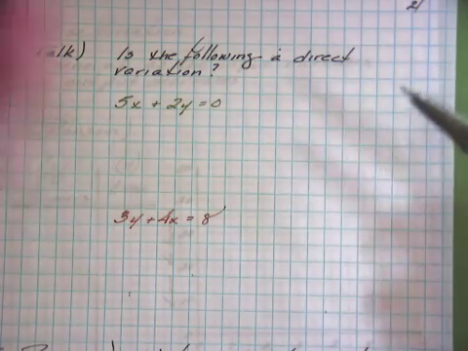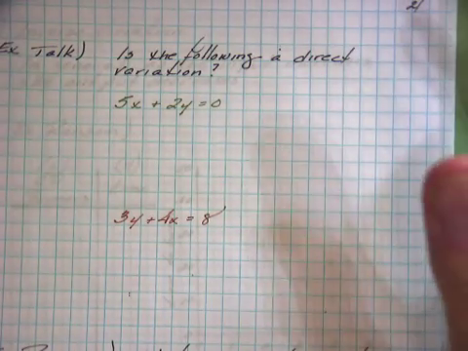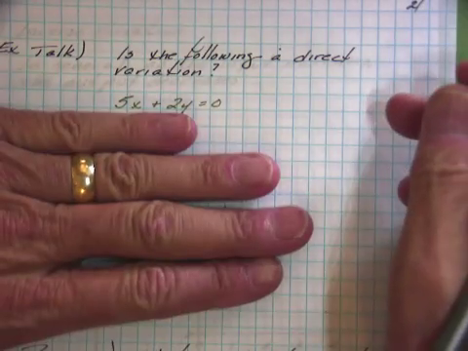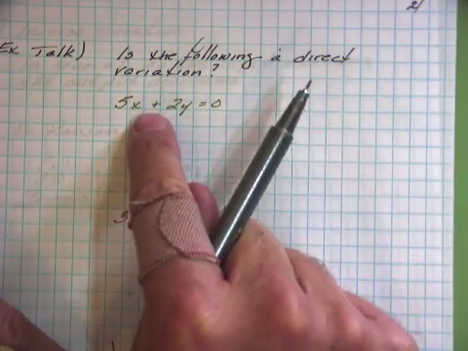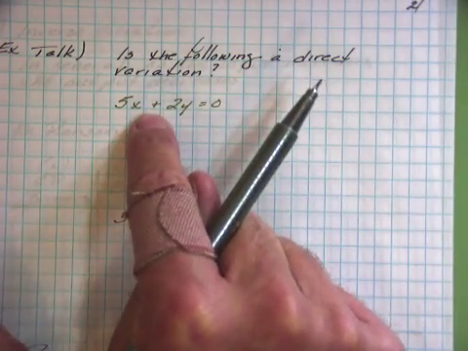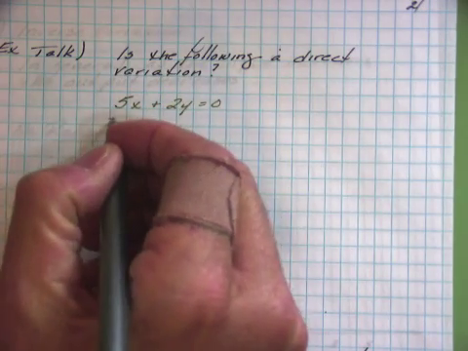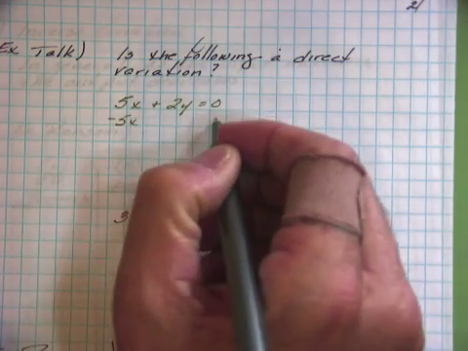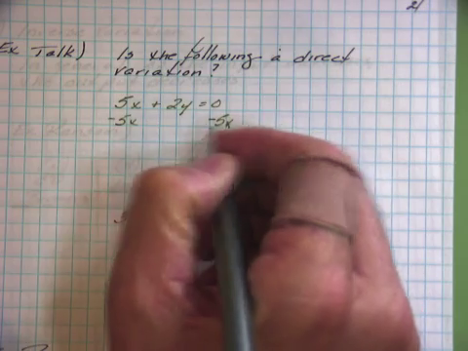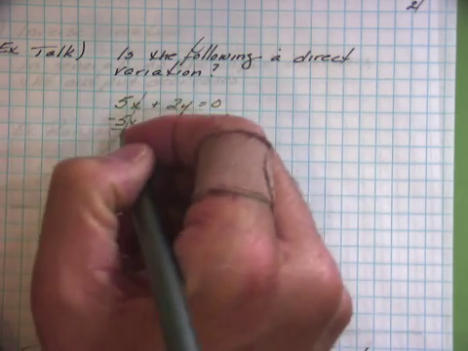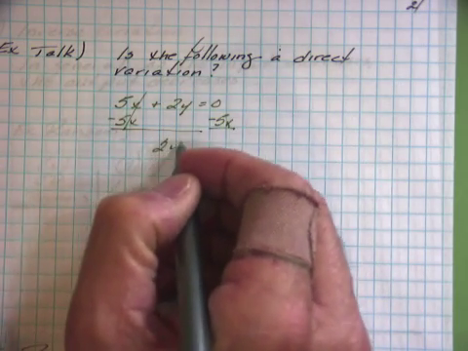Let's go to the next page. And let's just look. Let's say I gave you these two and asked you, are these direct variations? The easiest way to do that is just take this and put it into slope-intercept form. So subtract 5x from both sides.